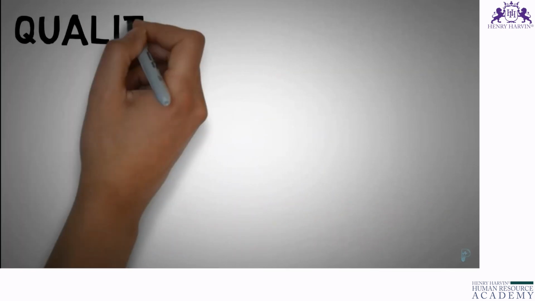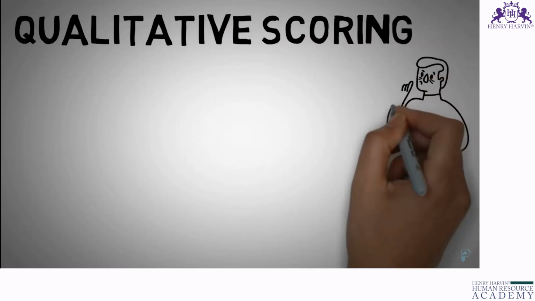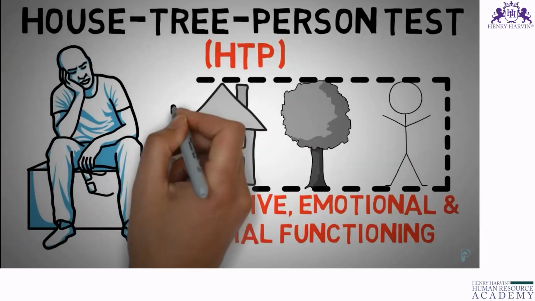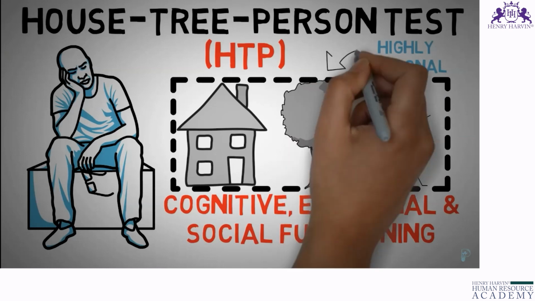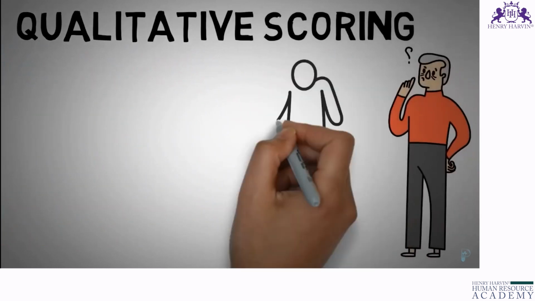Qualitative scoring, on the other hand, is a subjective analysis of a drawing meant to measure the test taker's personality. This type of scoring of the House Tree Person test is highly personal and can vary from one analyst to another. Similarly to the scoring of other qualitative tests, there's limited empirical evidence to support its validity.